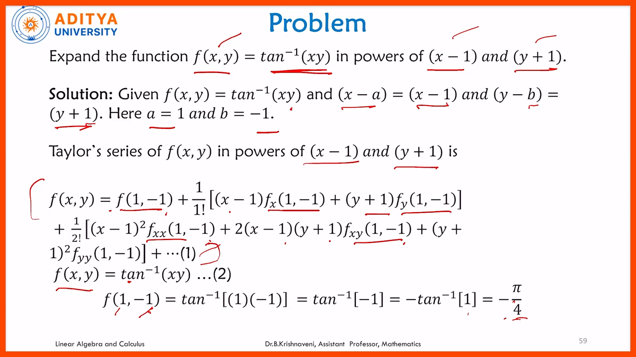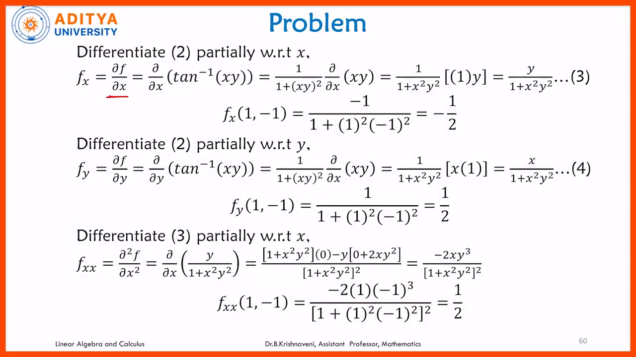Next we need fx(1, −1), which means first we need to find fx(x,y). Fx means first order partial derivative with respect to x, which is ∂f/∂x. That is equal to ∂/∂x of tan inverse xy. So first the tan inverse derivative is 1 by 1 plus (xy) whole square, into the inner derivative, that is ∂/∂x of xy with respect to x partially, which is equal to 1 by 1 plus x square y square, and the x derivative is 1 into y. So which is y by 1 plus x square y square, equation number 3.